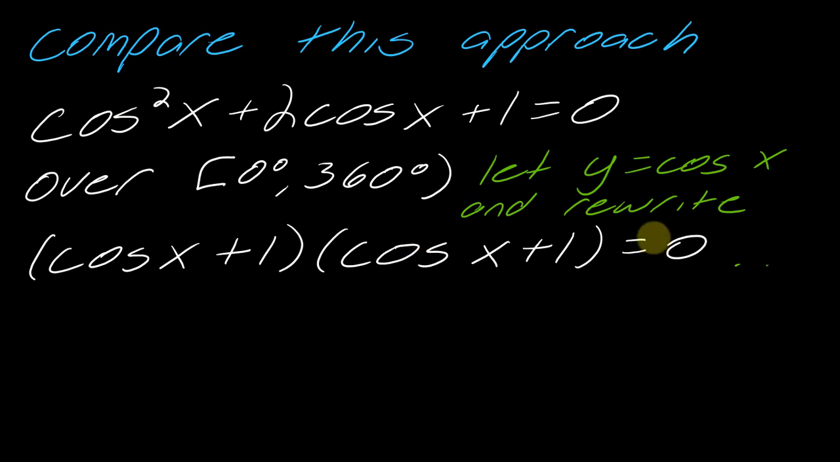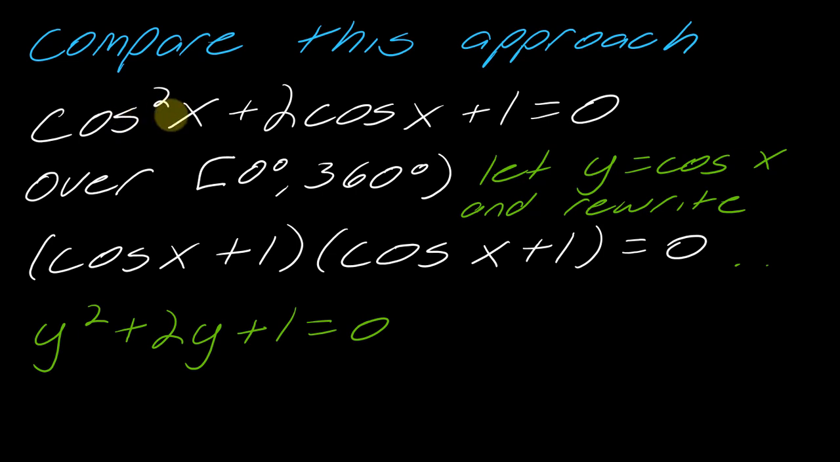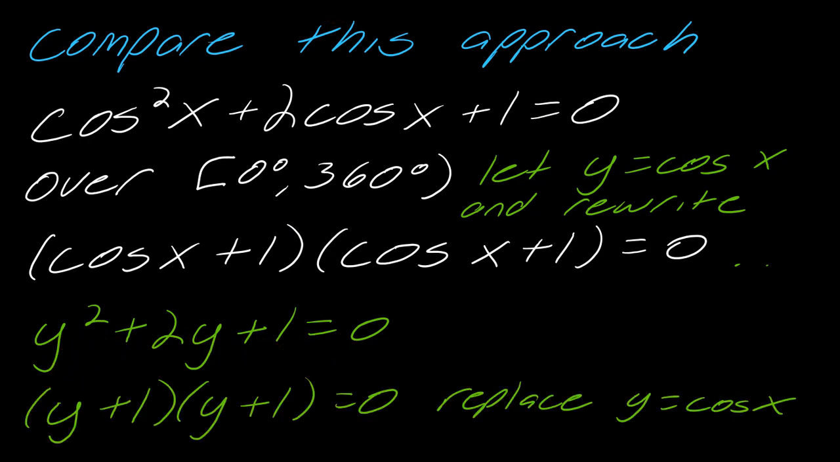So what you're going to do is you're going to let y equal cosine x. So notice everything in this equation is in terms of cosine x. So just set y equal to cosine x and then rewrite this equation. So now where I had cosine squared, I have y squared. Where I had 2 cosine x, I have 2y, and then the 1 just stays the same. So this I can look at and I can factor. My brain has no issue with that.